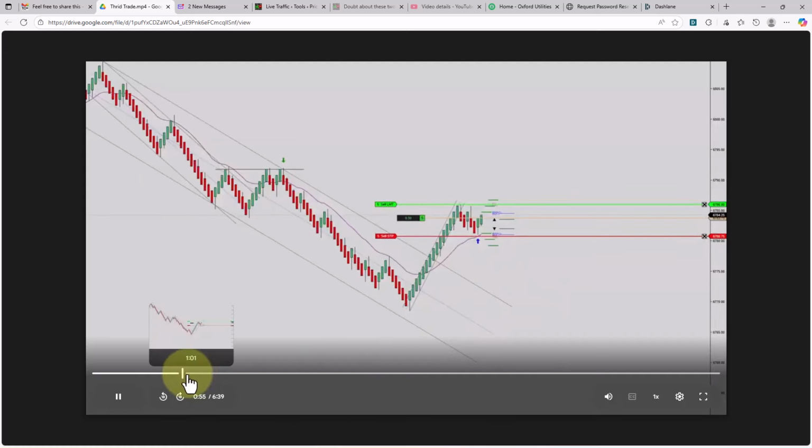There's no time notations on this chart at all, so I don't know what time of the day or when he's taking this trade. And there it is. So another nice trade. Thanks to this trader for sharing his 3 trades. I've got some other trades that I want to show you, but I'll save them for another time.